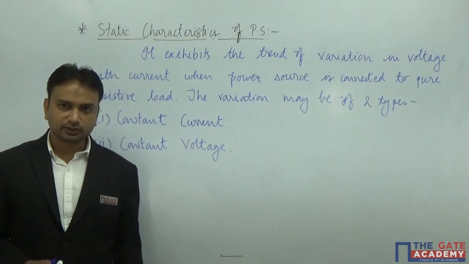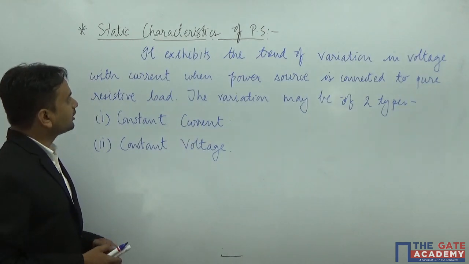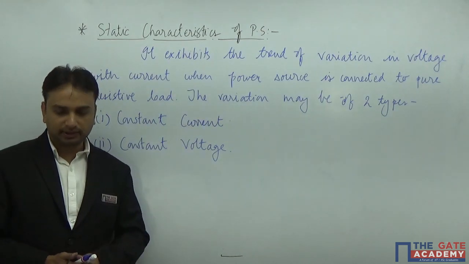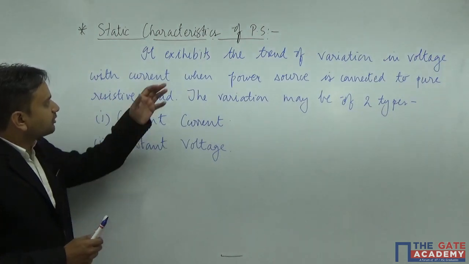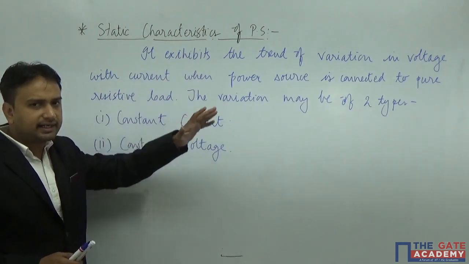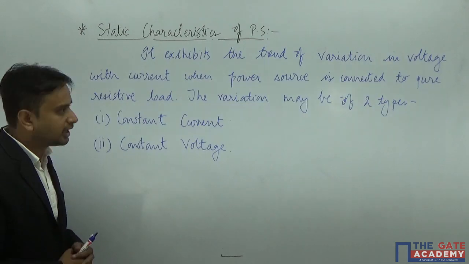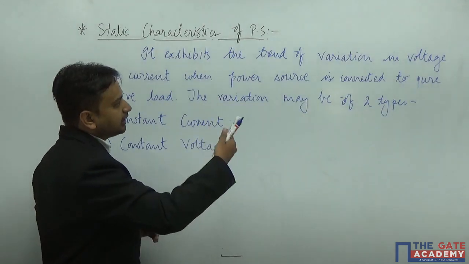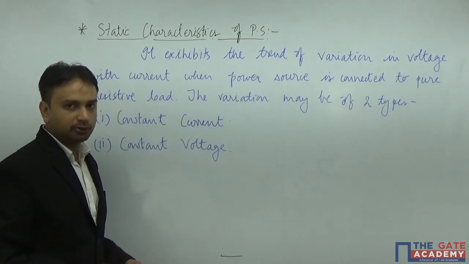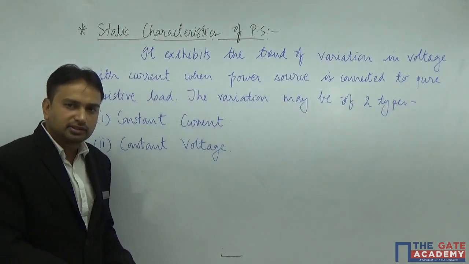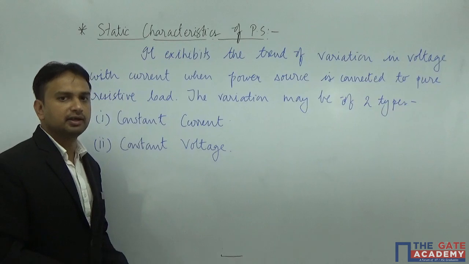Alright friends, have a look here. We are talking about the second parameter under the heading of arc welding power source, which is the static characteristic of power source. Now, what are the static characteristics? Let us define that first. It exhibits the trend of variation in voltage with current when the power source is connected to a pure resistive load. Now, what is a pure resistive load? It is nothing but the arc itself, right?